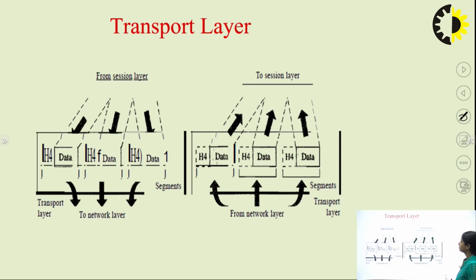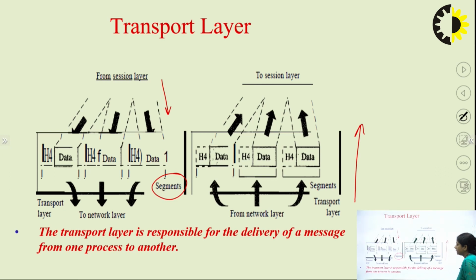Next, we have the transport layer. As I told you, every layer will be receiving the data from the higher layer or the upper layer. So it is getting the data from the session layer. It will be arranged in the form of segments, and those segments will be transmitted over the network to the lower layer, and similarly at the receiver end.